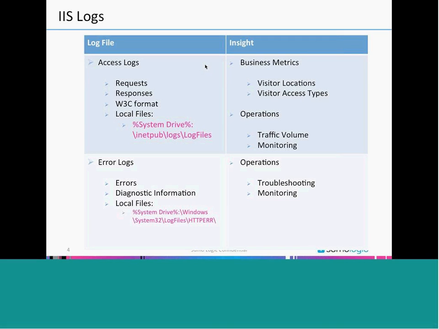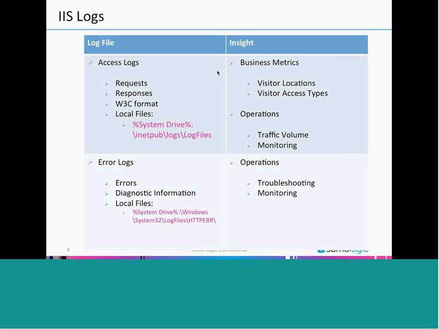Now, from this kind of access log, you can gain multiple insights. The first one is from the business standpoint. You can keep track of your visitor locations, your visitor access types, their platforms, where they're accessing from, which operating system they're using, which browser they are using. From the operation standpoint, this kind of access log can help you keep track of the traffic volume to your servers, see how your servers are holding up against the traffic, and then you can monitor various aspects.